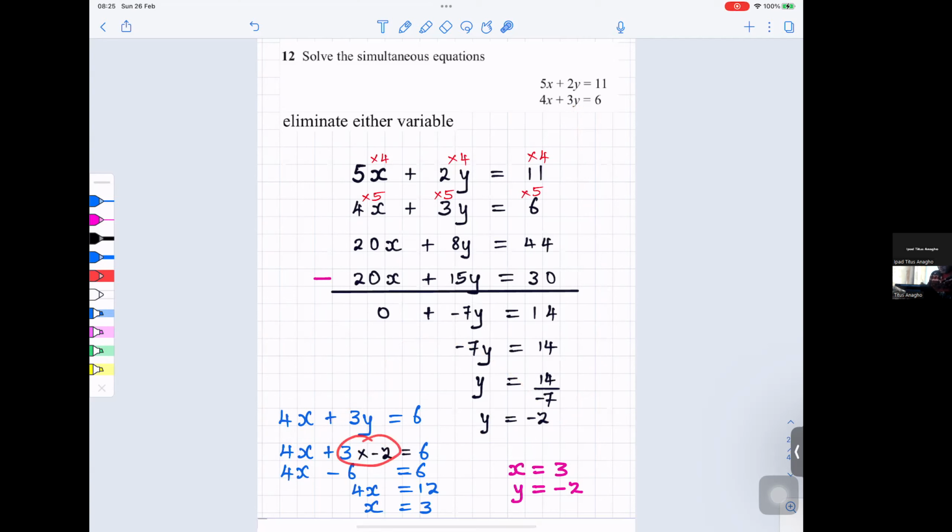3 times minus 2 is minus 6. It equals 6. Take minus 6 to the right. It becomes plus 6. So minus 6 plus 6 is 12. 4 times x is 12. x is 3. So your 2 answers: x is 3 and y is minus 2.